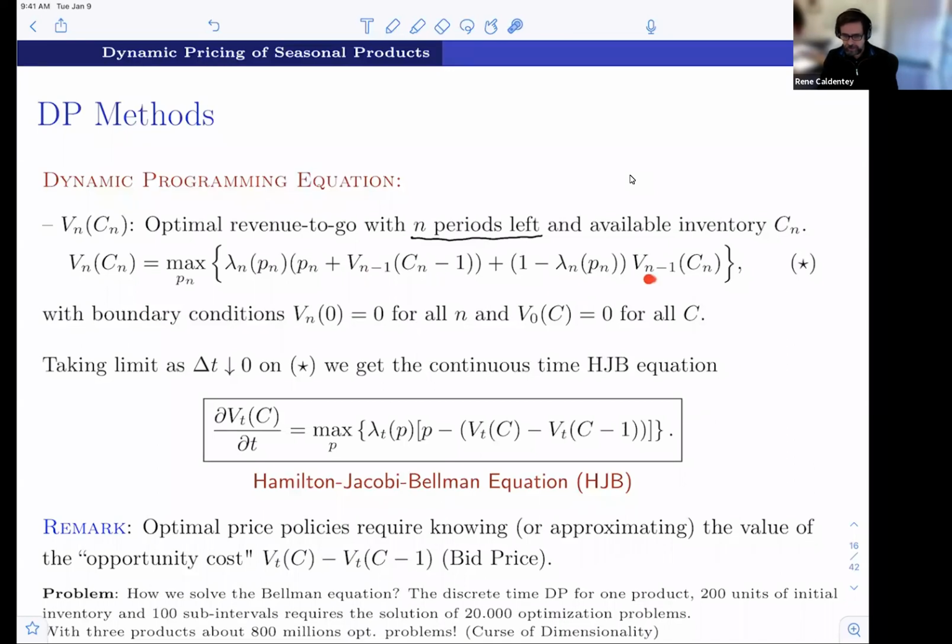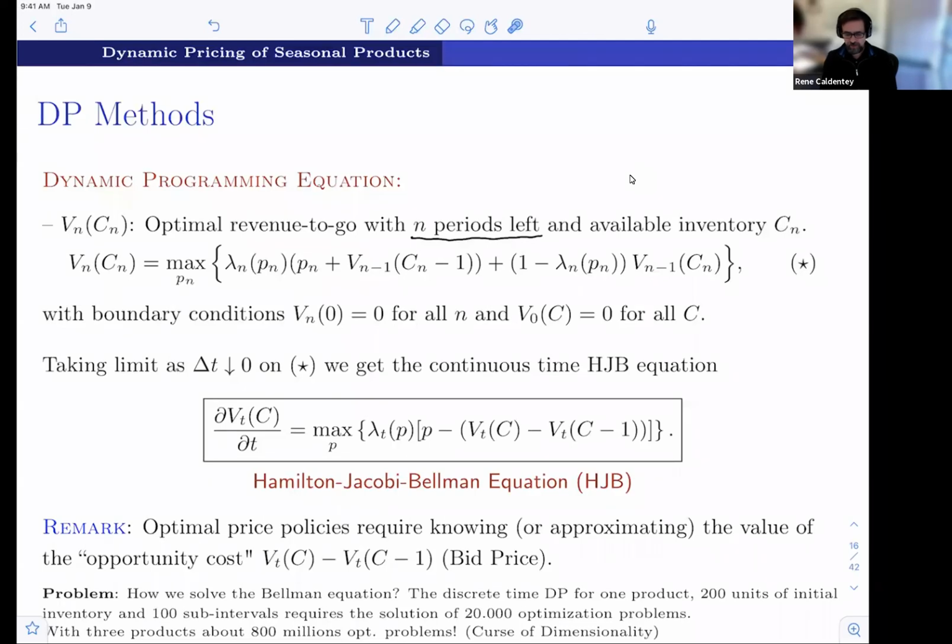Now there's a chance that nobody buys, either no one shows up, or if someone shows up, they don't like your product. Anyway, 1 minus lambda p_n is the probability that you don't sell a unit. And if you don't sell a unit, you have the same amount of inventory left, but again, you have 1 period less. So your inventory stays the same, your remaining periods get depleted by 1. So that's your dynamic recursion for this problem.